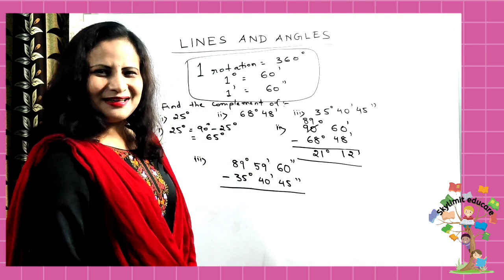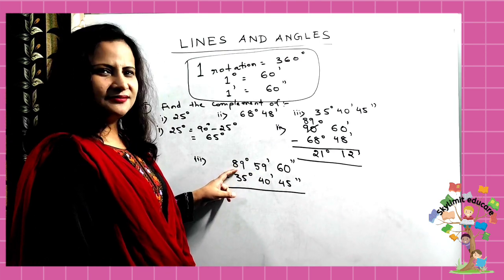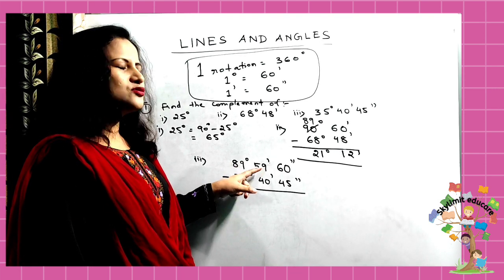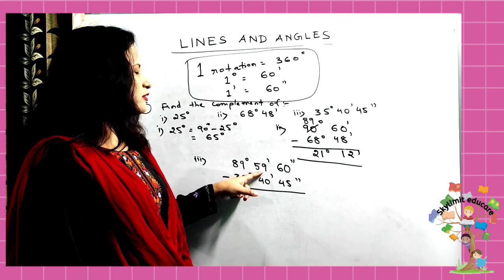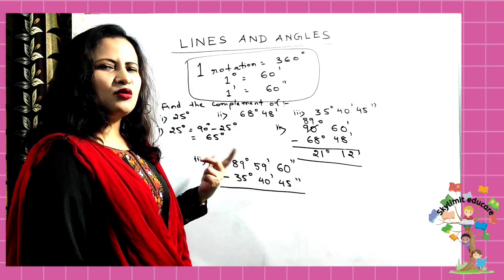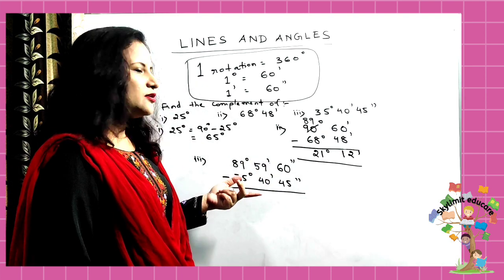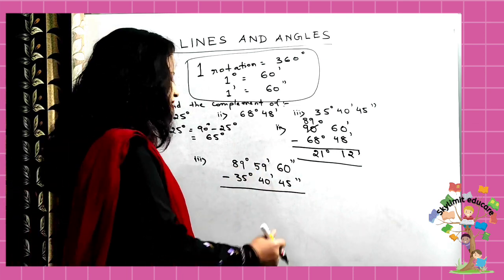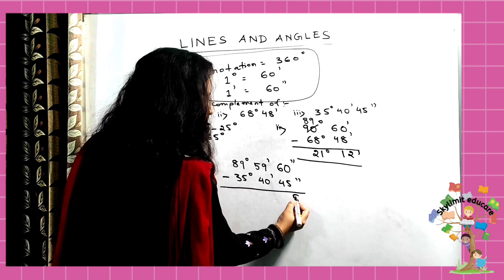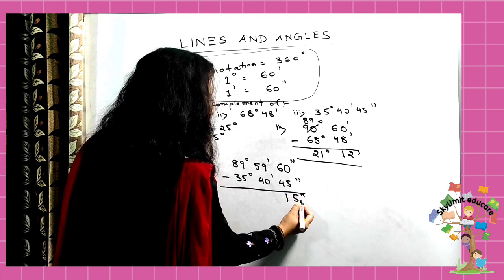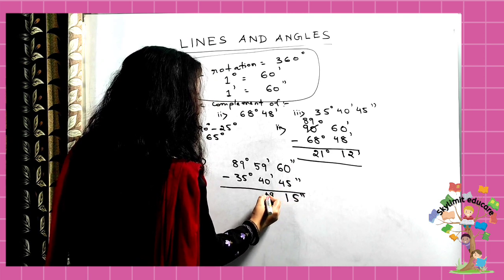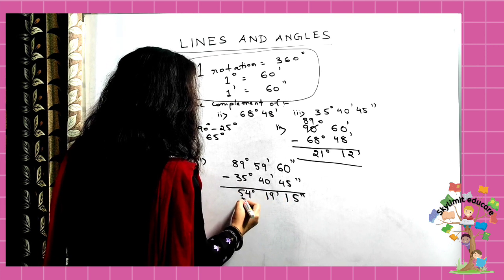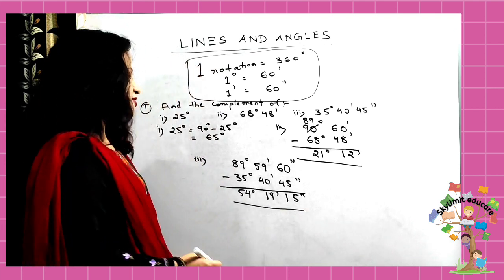We borrowed 1 degree, so 89 degrees remained here. Then 1 degree is equal to 60 minutes, so here we wrote 60 minutes. But from here also we borrowed 1 more, so when you take away 1 from 60, the remaining is 59. And 1 minute is equal to 60 seconds. Now you can easily subtract. 15 seconds, 19 minutes, 54 degrees. So this is your answer.